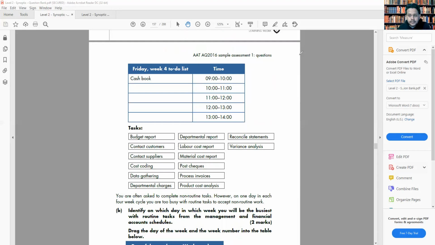So I said Friday, week number 4, and the time. So I'm writing the cash book, that is 9 to 10, is already here. Then I have a time 10 to 11. Then I have 11 to 12. Then I have 12 to 1. Then I have 1 to 2. I need to tell what I do on what time. All right, so let's move on. Let's go back to the question. Now I'll see what I do on what time.